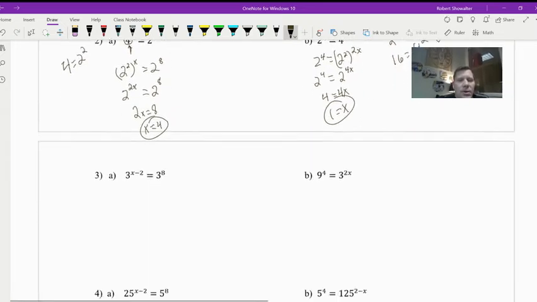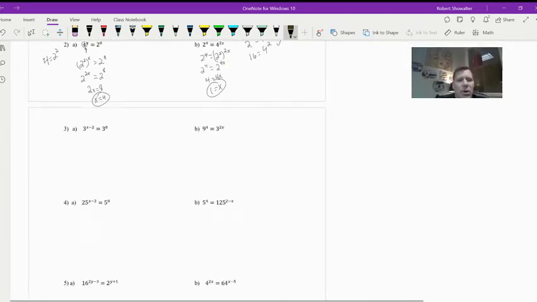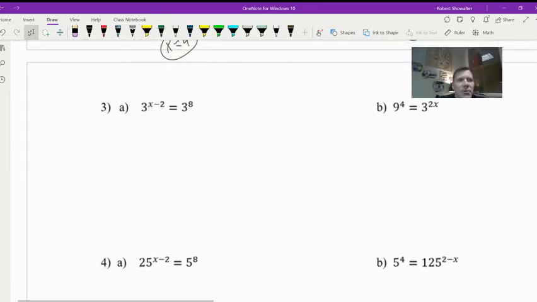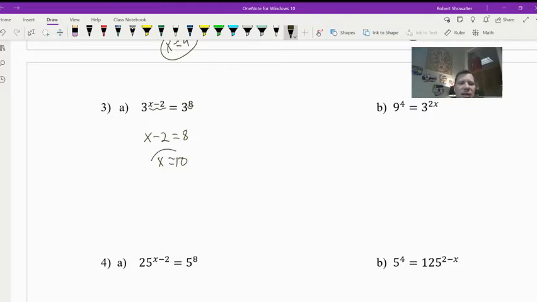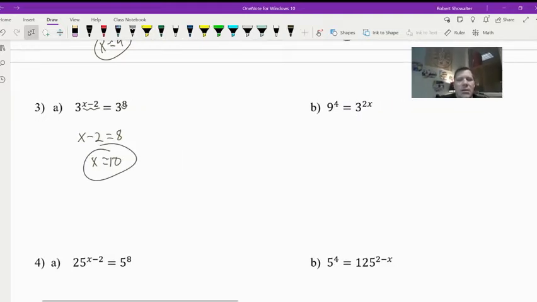Okay, now let's go to 3. We got a couple more to go, and then we're done for this video. Here we go. 3. Hey, are the bases the same? They are. So let's set the exponents equal: x minus 2 equals 8. We can solve that by adding 2, and we get x equals 10.